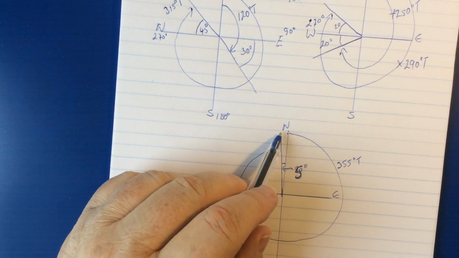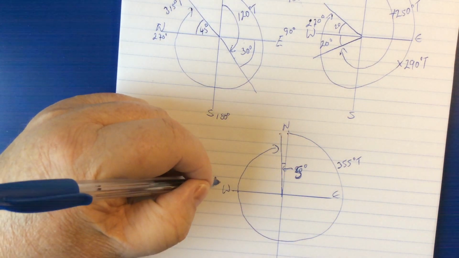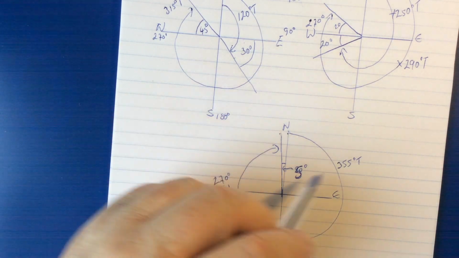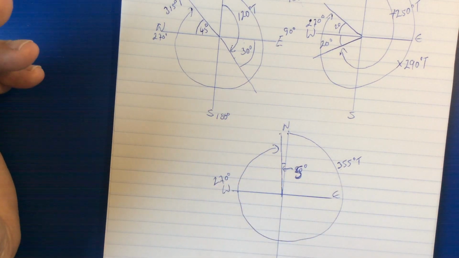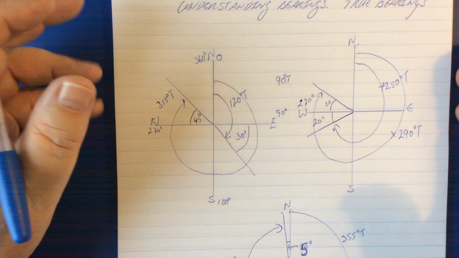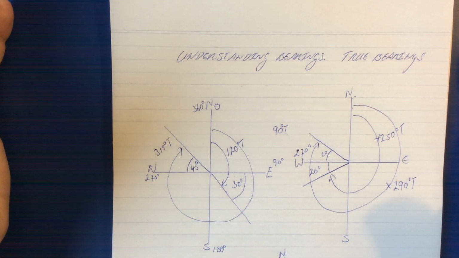It's 5 degrees off 360, or if you want to use this is 270 degrees, you can add 85 degrees to that and you will get 355 degrees true. So that's a basic introduction to true bearings. I hope that made some sense.